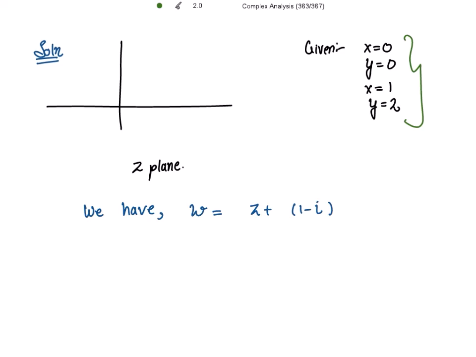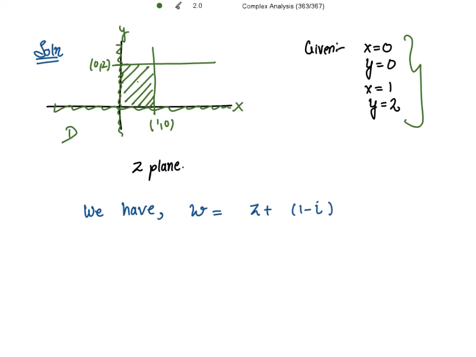Let's mark x equal to 0. This is your x-axis, this is your y-axis. This is x equal to 0 and this is y equal to 0. Let this be point 1, 0 and this be the point 0, 2. So x is equal to 1 and y is equal to 2. So this is a rectangular region D in the Z plane. Corresponding to this region, we need to find the region in the W plane, right? So this is the region D.